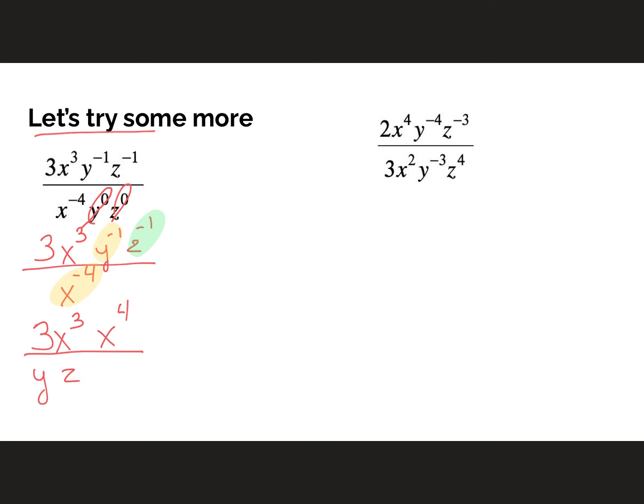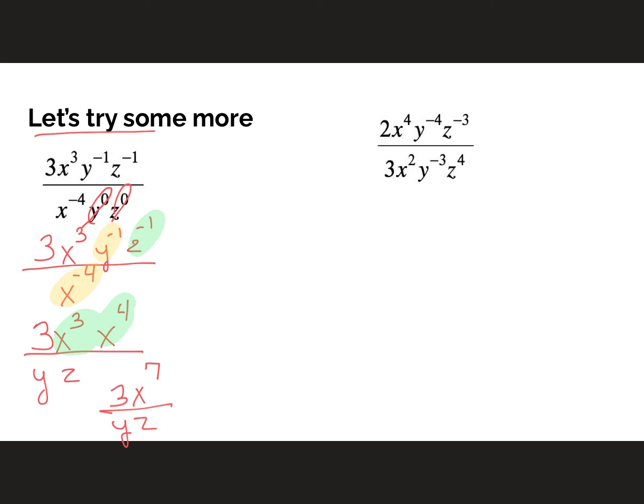So now we just need to simplify this by combining this x to the 4th and x to the 3rd. So this becomes 3x to the 7th over yz. Hopefully that made a little bit of sense. Let's try one more problem over here.